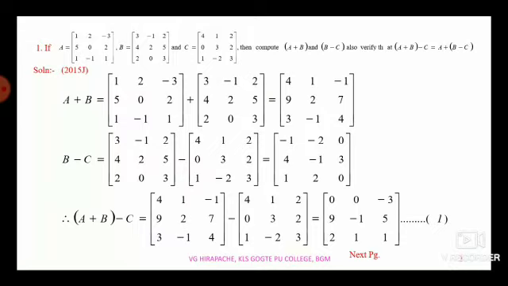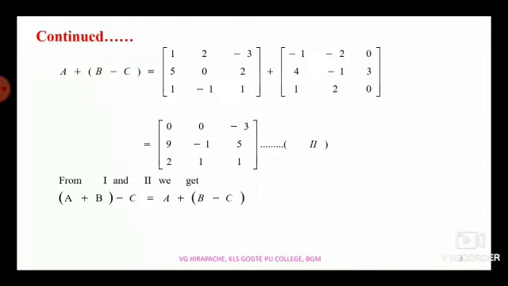We denote this as equation number 1. To prove that (A plus B) minus C is equal to A plus (B minus C), first let me denote (A plus B) minus C as equation 1. Now we'll go to the next slide. There we can find matrix A plus (B minus C).